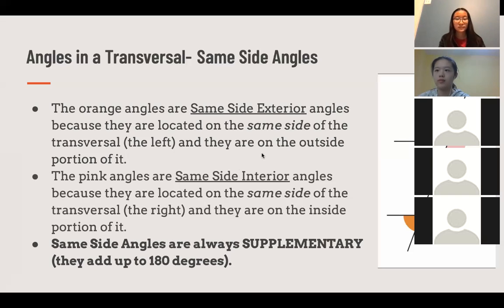Also, the orange angles are both on the exterior. They're outside of the parallel lines. And the pink angles are in the interior. They're inside the parallel lines. So you can see from these images that one angle is small, one angle is big. And same side angles are always supplementary. In other words, they add up to 180 degrees.